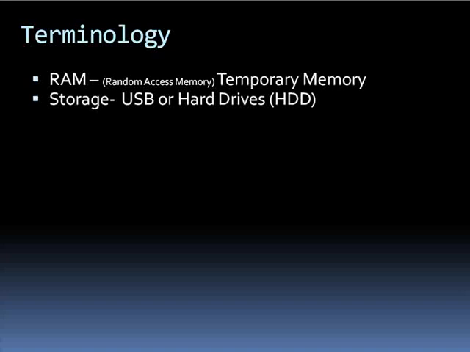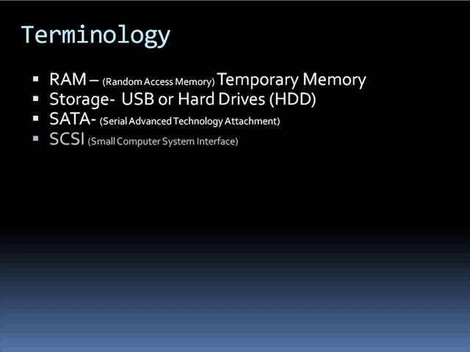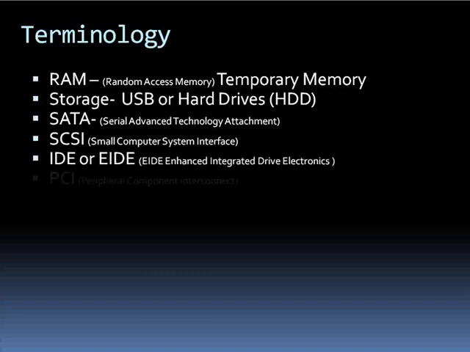Storage is your USB or your hard drives. Now, there are several different types of hard drives. We'll get into a little bit of that today. We won't get into a lot, but we'll look at some of the differences. SATA is one of the types of hard drives. It's Serial Advanced Technology Attachment. SCSI is the Small Computer System Interface. It's typically used on servers, and even a lot of servers are now using SATA drives instead of the SCSI or the IDE or EIDE. And IDE is the old style of hard drives.